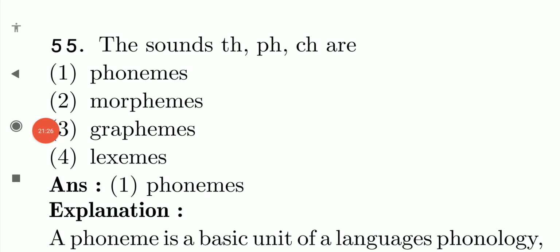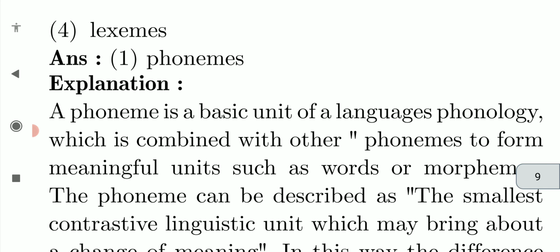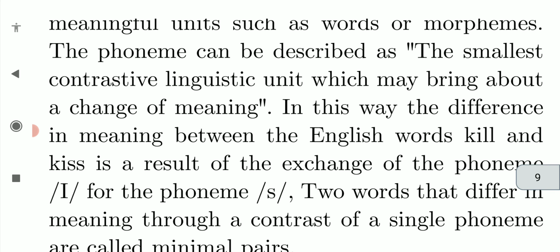The sounds of TH, PH, CH are phonemes. A phoneme is a basic unit of language phonology which is combined with other phonemes to form a meaningful unit such as words or morphemes. First one is phonemes, then morphemes. The phoneme is described as the smallest contrastive linguistic unit which may bring about the change of meaning.